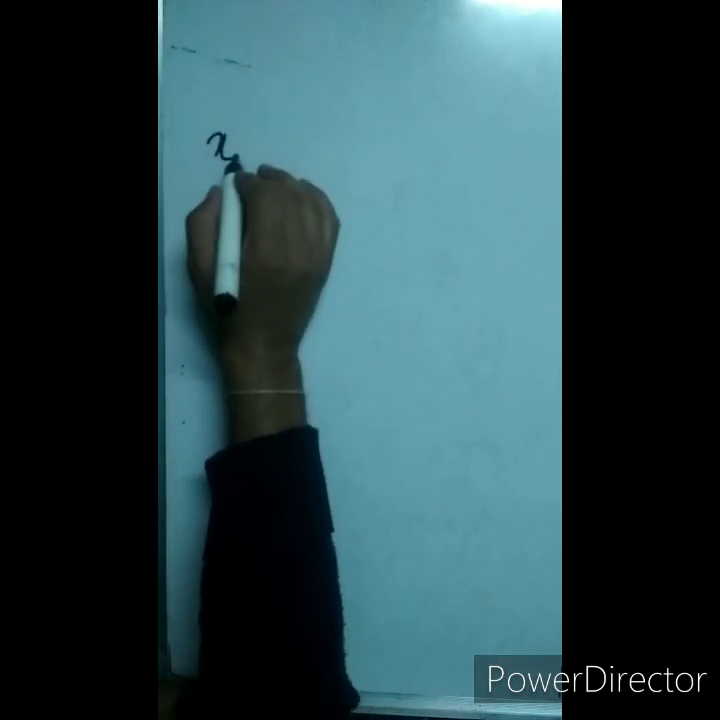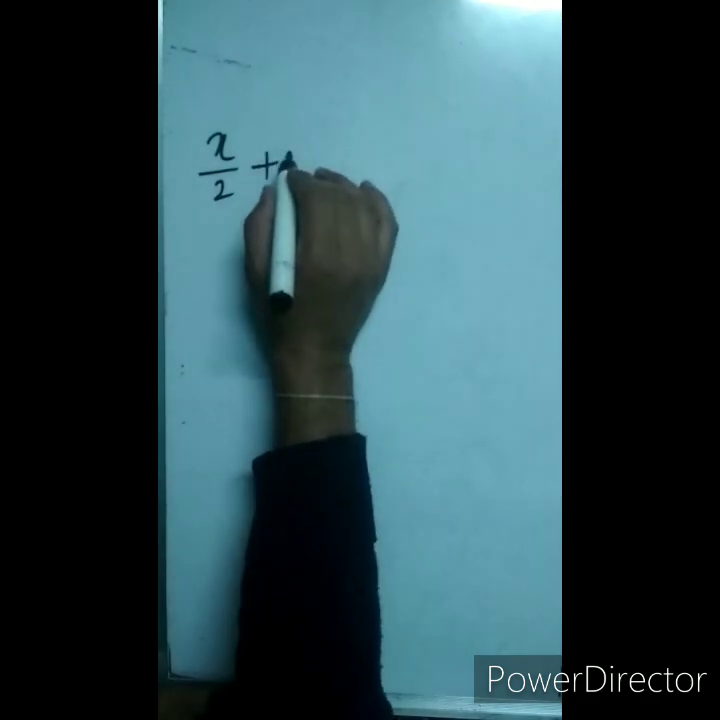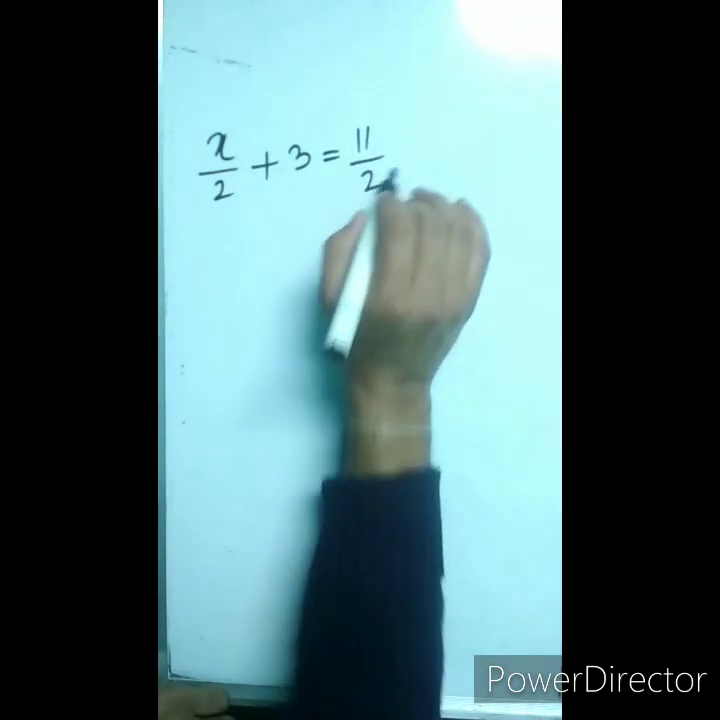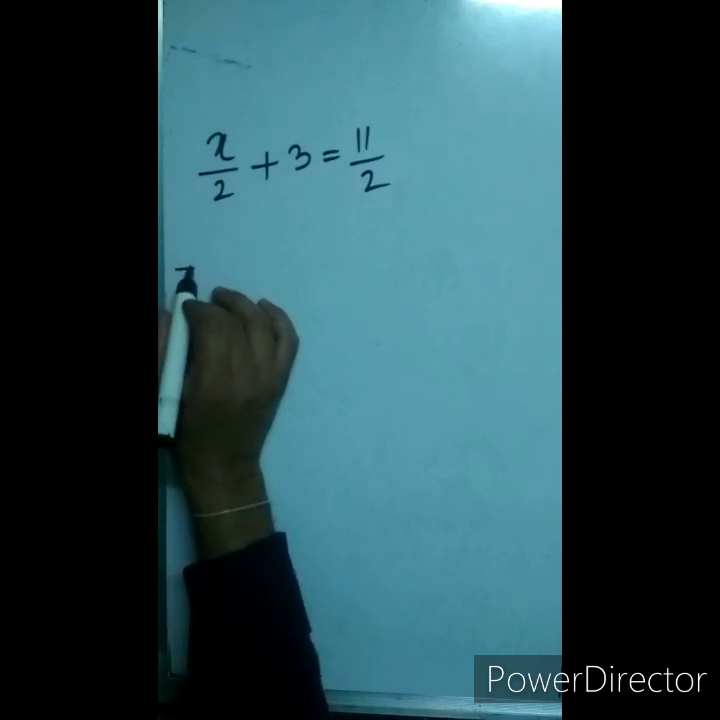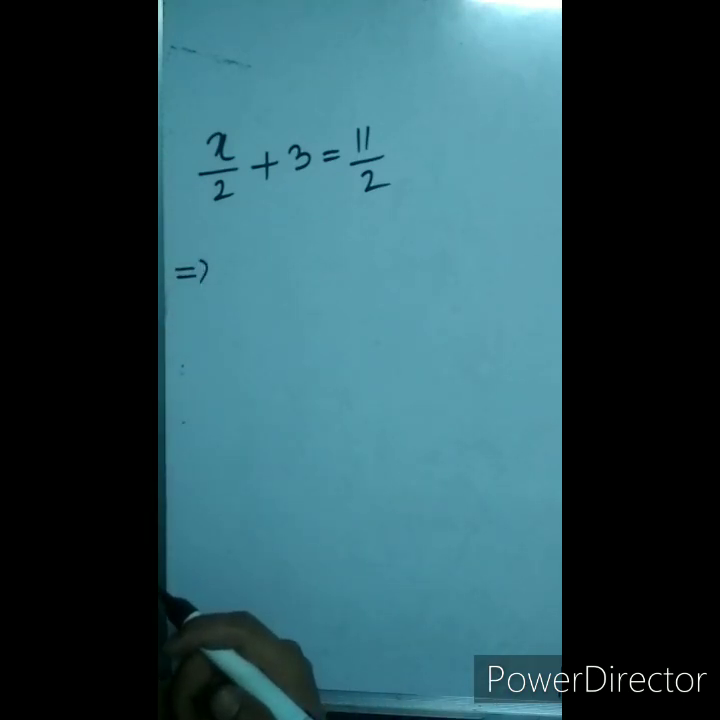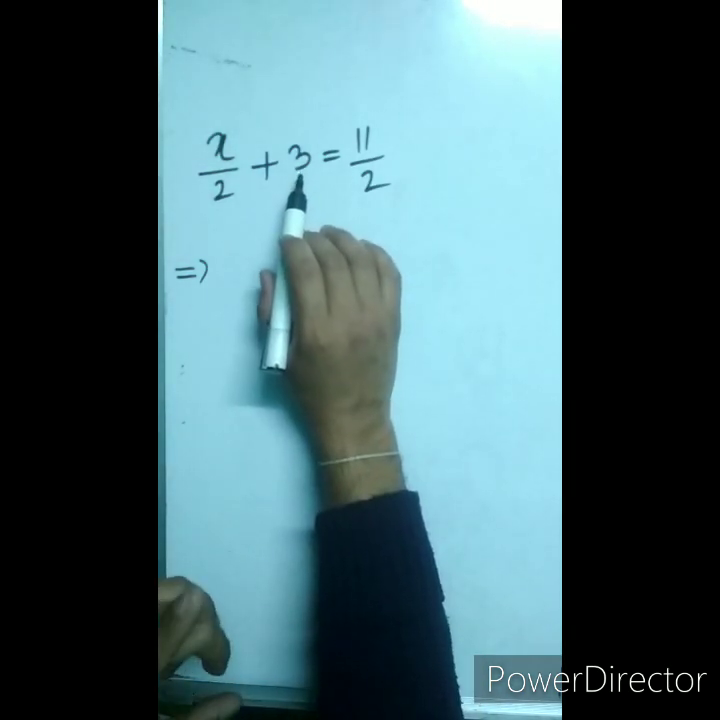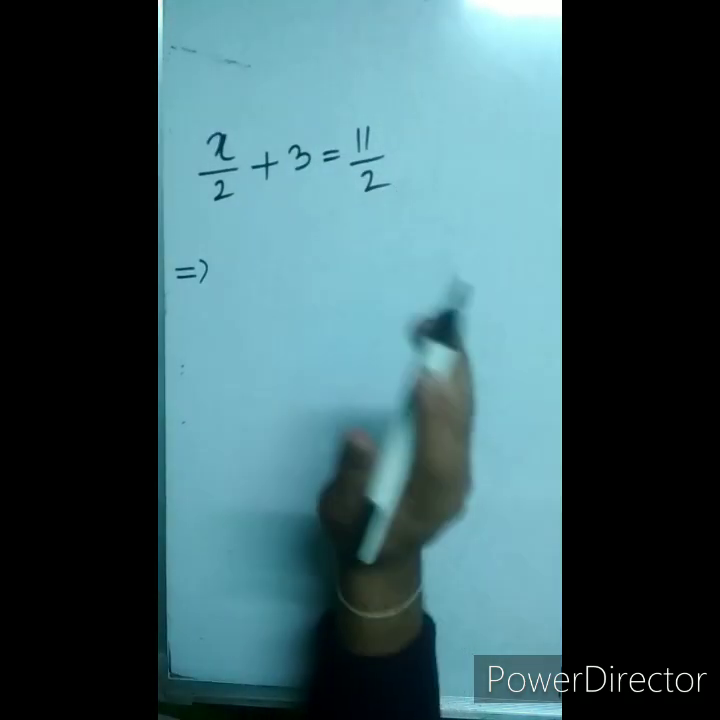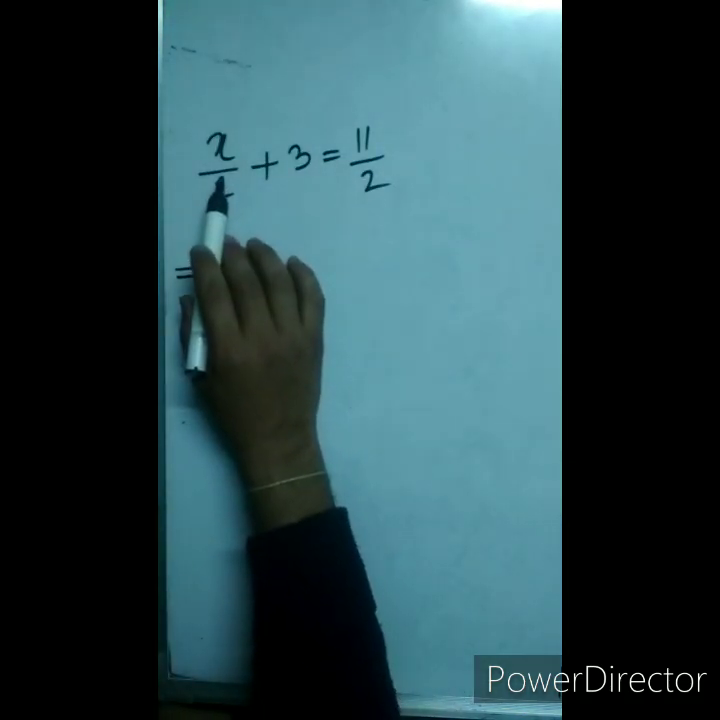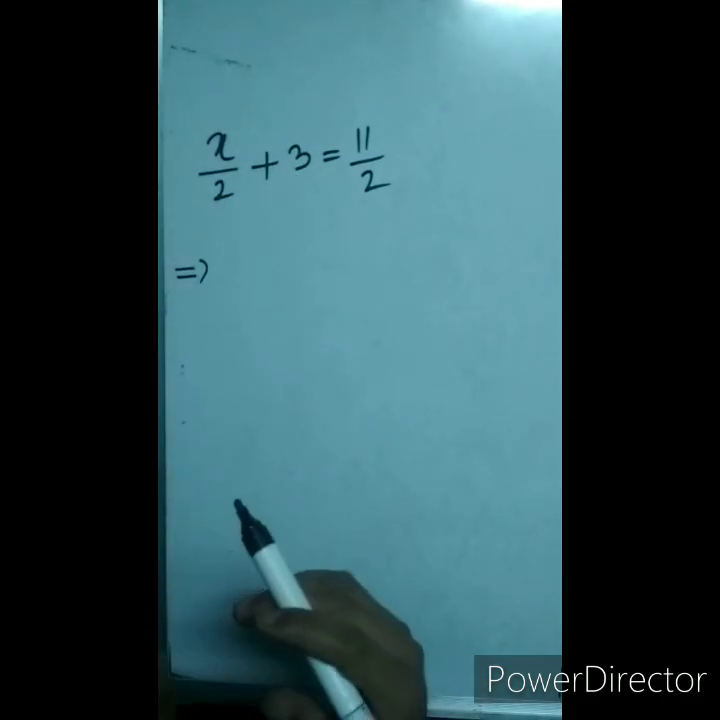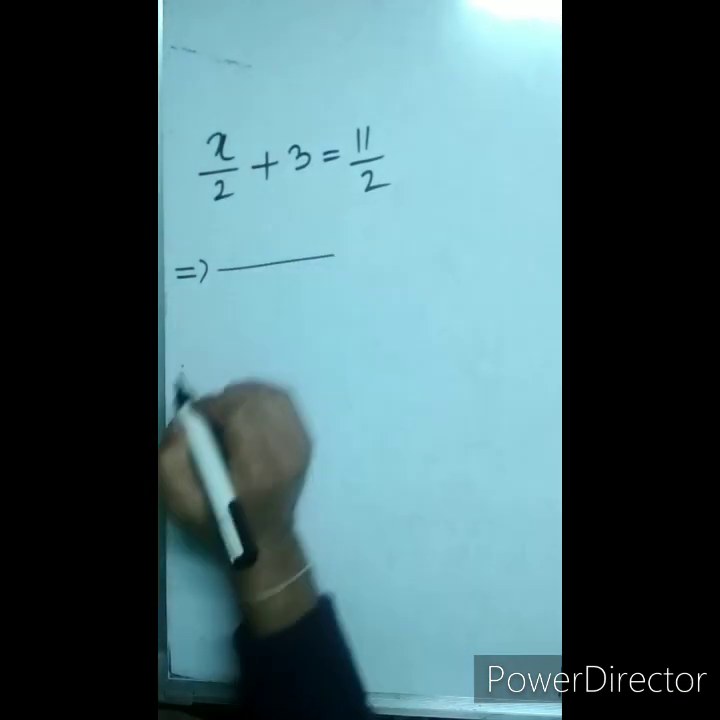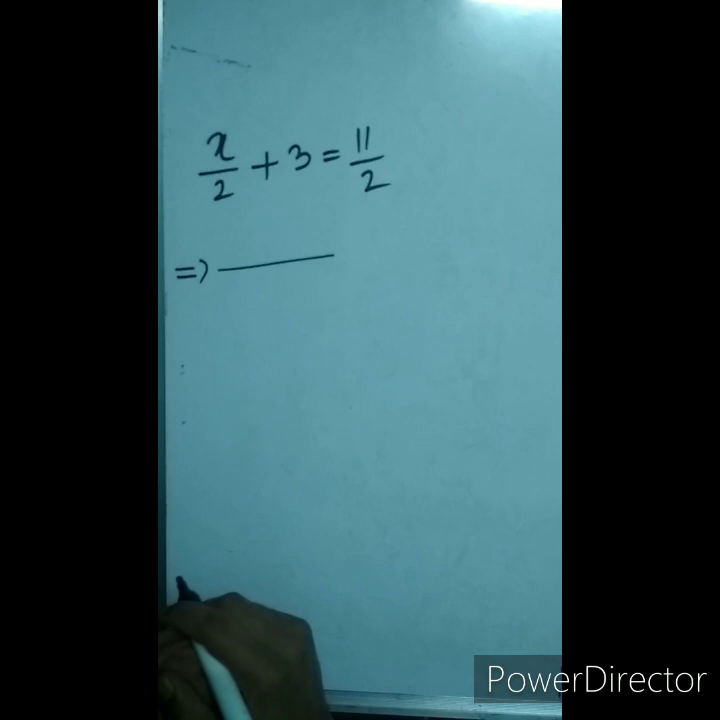Now let me write here a different design of question. Here x by 2 plus 3 equal to 11 by 2. We can solve this in different ways. Let me just tell you before we solve. First, I can send this 3 to the other side, or else without sending, I can take the LCM of these 2 terms and then start the process. Okay, so first let me take the LCM, lowest common multiple.